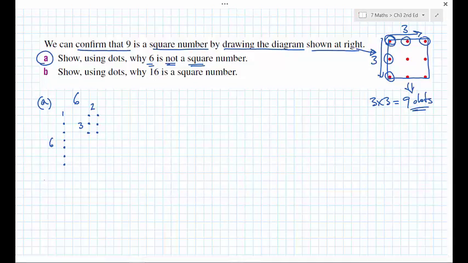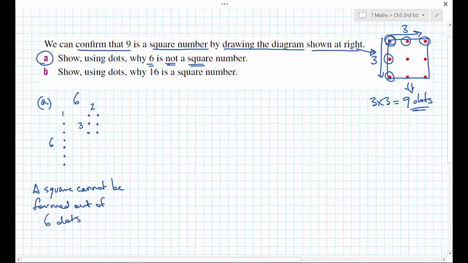So a square cannot be formed out of 6 dots. Therefore, it's not square.